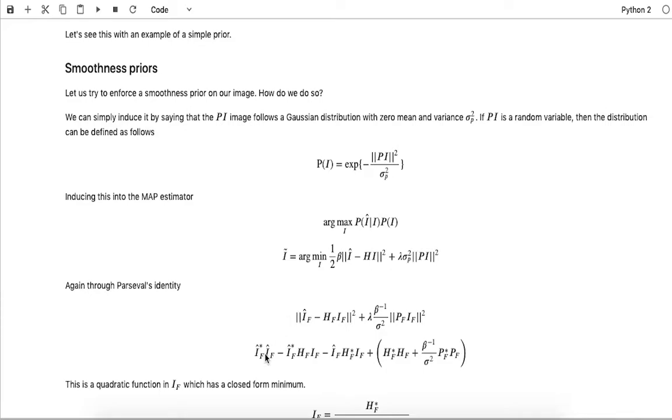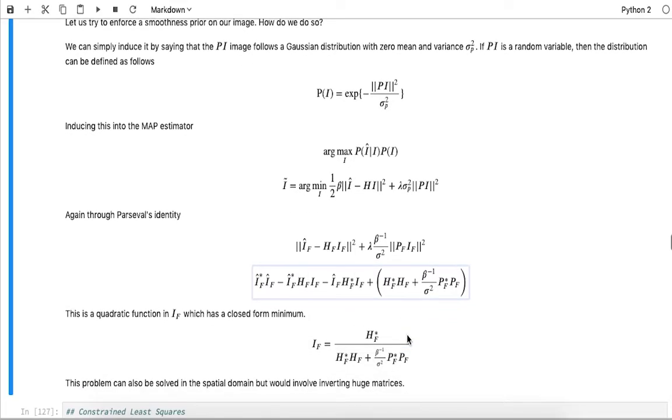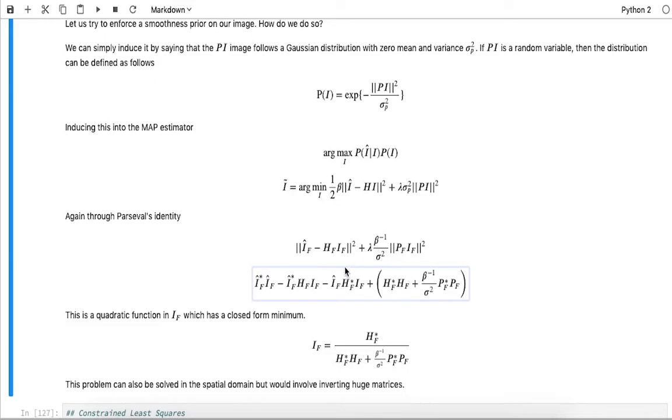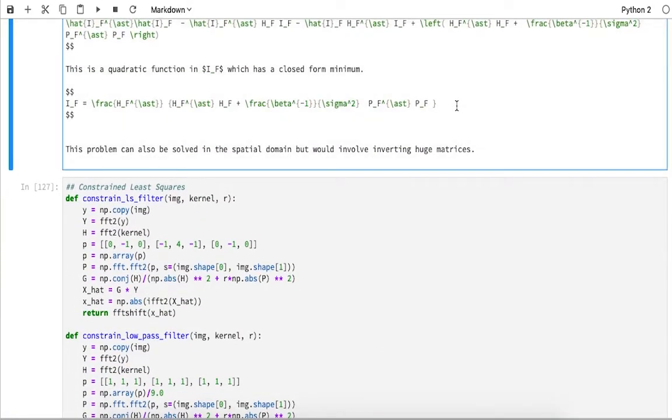Then I expand this as this matrix product, and essentially I end up with something like this. I expand this and I minimize with respect to I. I want this equation to be minimum. I want an I which minimizes this energy, let's say. So the I that you get is basically multiplying this whole thing with I hat of f. Here I made some mistake.